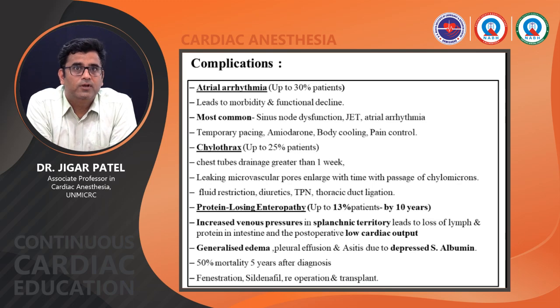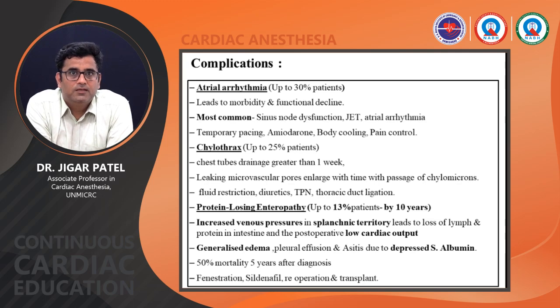Another complication is protein losing enteropathy. It is present in up to 13% of Fontan patients by the age of 10 years. The reason is increased venous pressure in the splenic territory, which leads to loss of lymph and protein in the intestine, and post-operative low cardiac output. These patients have generalized edema, pleural effusion, and ascites due to decreased serum albumin, and there is 50% mortality in 5 years after diagnosis. So it is very dangerous, and the treatment is fenestration, sildenafil, or reoperation and transplant.